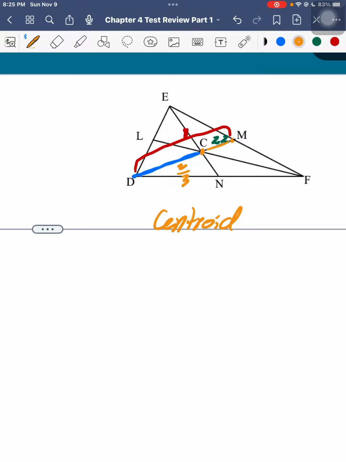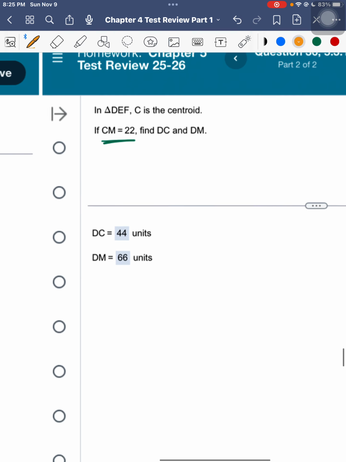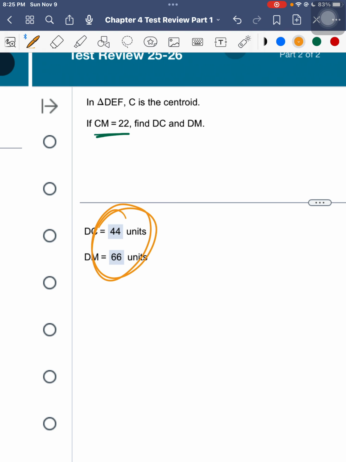2/3. And that means that this C to this M must be the 1/3 portion. So if the 1/3 portion is 22, what is the 2/3 portion going to be? It's just this 22 times 2, which is 44. And now the whole median, the DM, is going to be 44 plus 22, which is 66. So my answer should be 44 and 66, and it is.